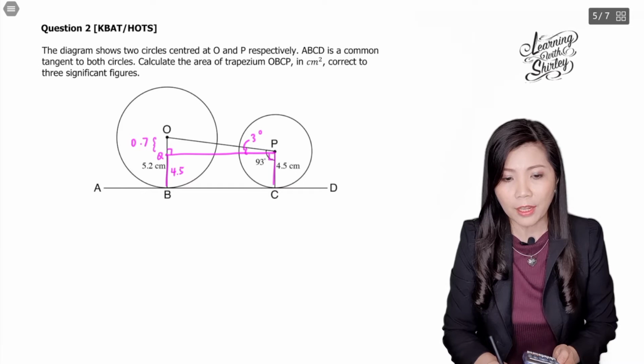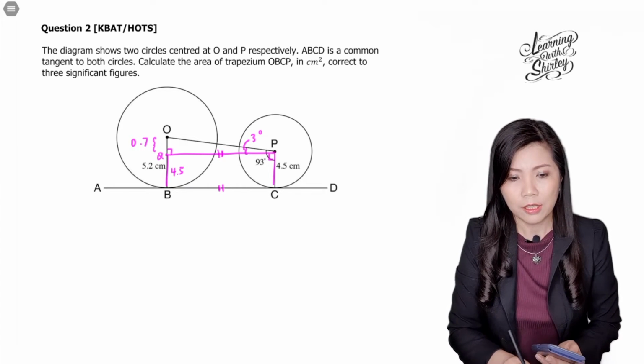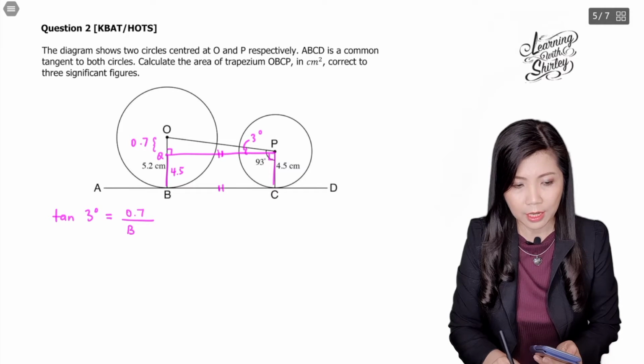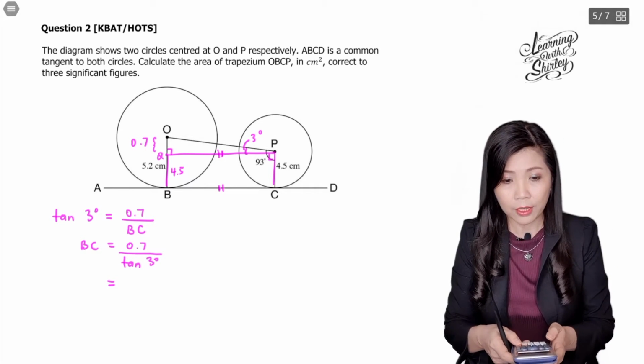To find the length of QP, which is here, this is equal to BC. For this, I'm going to use tangent. So tangent 3 degrees is equal to 0.7 over BC. To find BC, BC is equal to 0.7 divided by tangent 3 degrees. Let's calculate this.